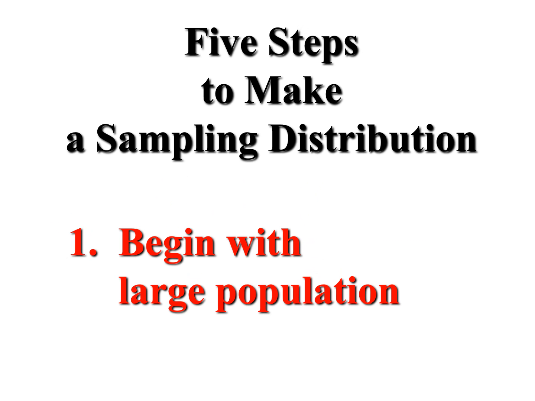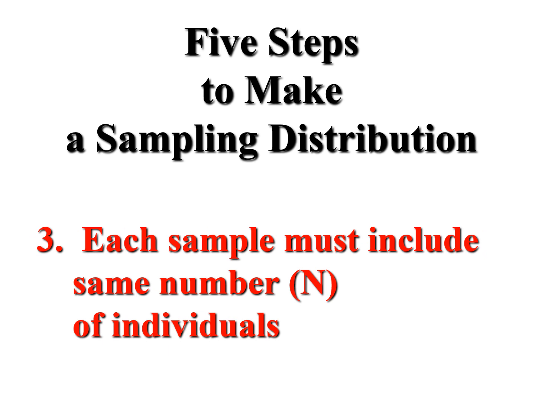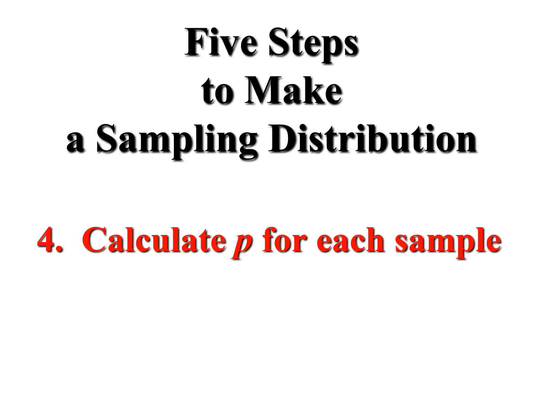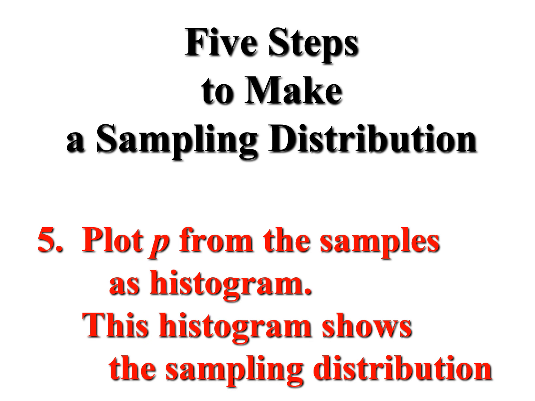There are 5 steps. First, you begin with a large population. Second, you collect a very large number of samples from the population, abbreviated with K. Actually, you're supposed to collect an infinite number of samples, but we'll just say very large. Third, each sample must include the same number, or n, of individuals. Fourth, calculate the mean for each sample. So you end up with a very long list of means, one for each of the K samples. And fifth, you plot the means from the samples as a histogram. This histogram shows the sampling distribution.